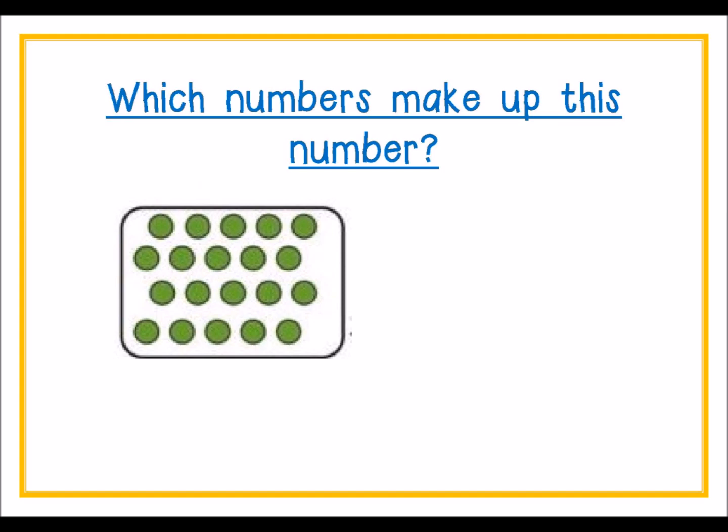Now, can you tell me, if we had to write the number 20, what 2 numbers would make up number 20? Do you know? It would be the number 2 and 0. This makes the number 20. Let's go on to our next example.